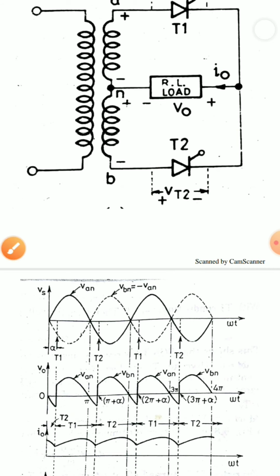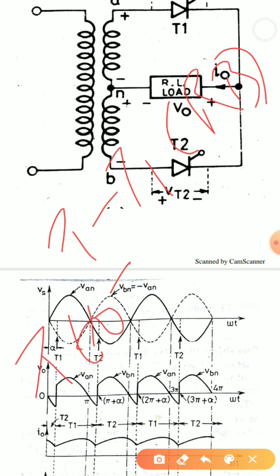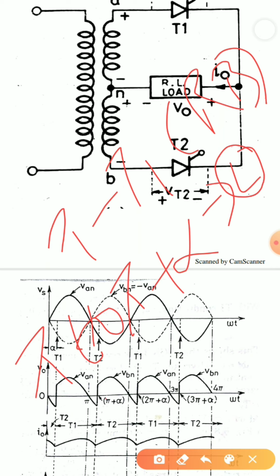Now at pi my thyristor T1 becomes reverse biased, and from pi to pi plus alpha the current due to my inductor flows. Because of my inductor there is discharging of the inductor, and I am getting this portion in the negative half.